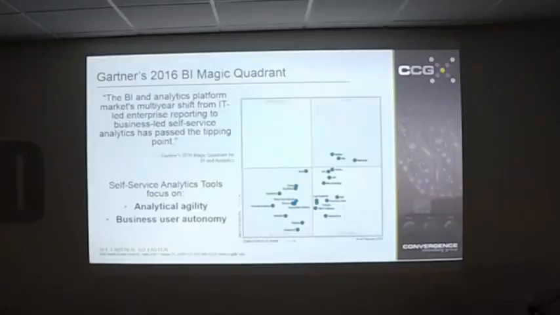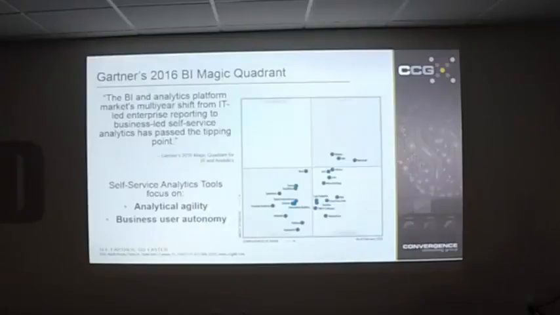So in Gartner's 2016 Business Intelligence and Analytics Report, they talk about this trend that we've been seeing for a number of years of BI and analytics going from being this IT-led initiative that requires ETL work, a predefined data model, to being this business-led initiative that really focuses on what Gartner is calling analytical agility and business user autonomy. So what they mean by this is the business user doesn't need to go through IT, open up any tickets. They can just get quick insights into their data themselves.